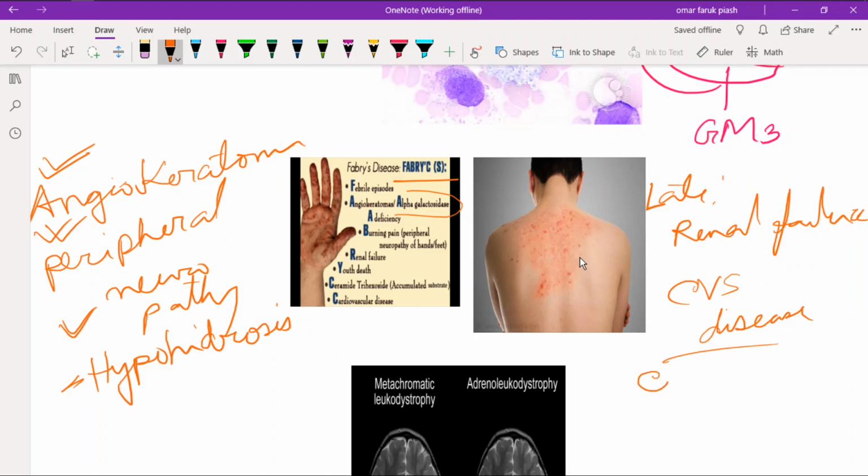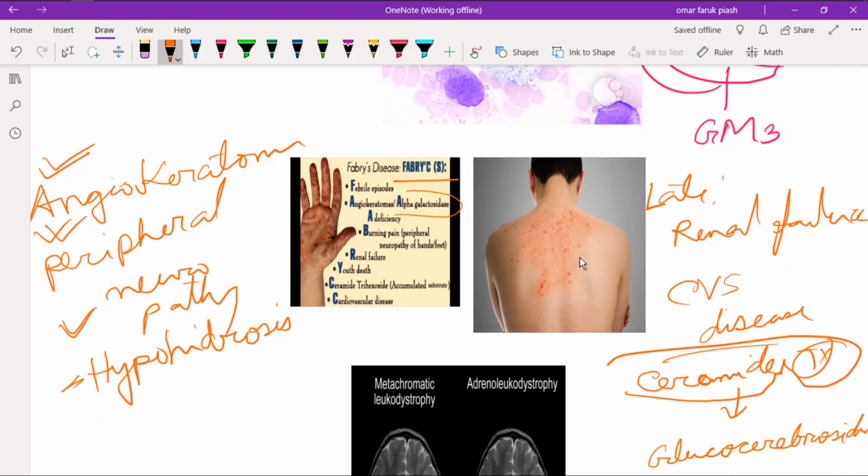What happens here is that ceramide trihexoside is converted into lactosylceramide with the help of this alpha galactosidase A. If there is deficiency of this enzyme, it will cause Fabry disease, and the accumulated substance is ceramide trihexoside. And I have already told you that it is X-linked recessive. So in this case, you have to remember angiokeratoma, peripheral neuropathy, and hypohidrosis.